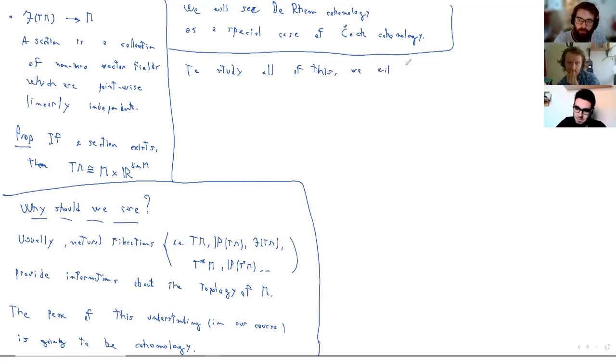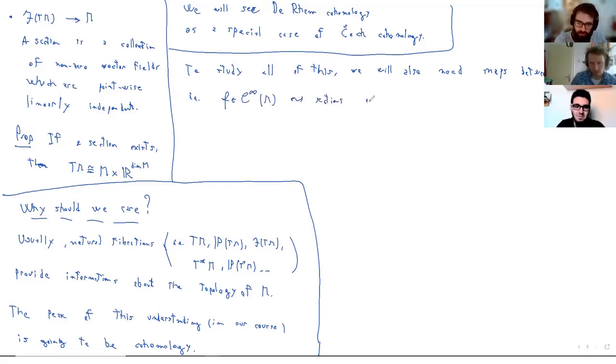And maybe the last thing I want to say for this introduction is that to study all of this, we will also need maps between fibrations. And let's just do a quick example. So we knew that functions, let's say smooth functions, correspond to sections of M times R over M.